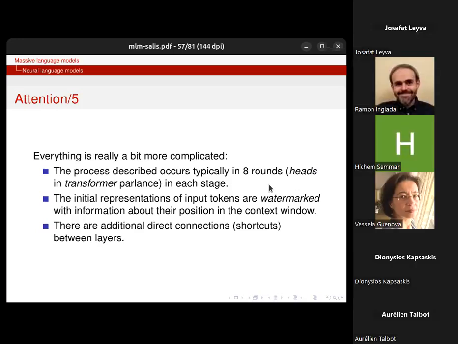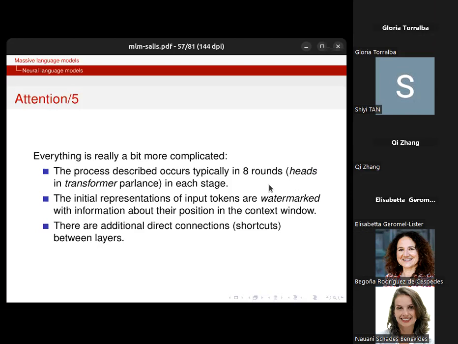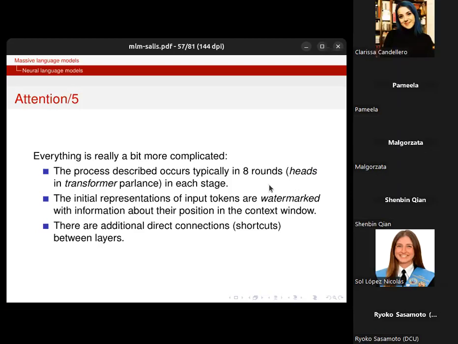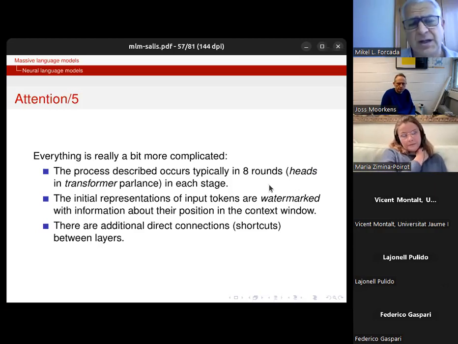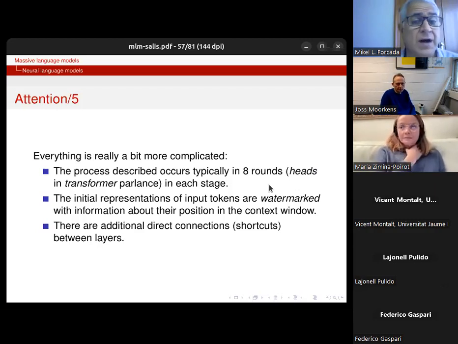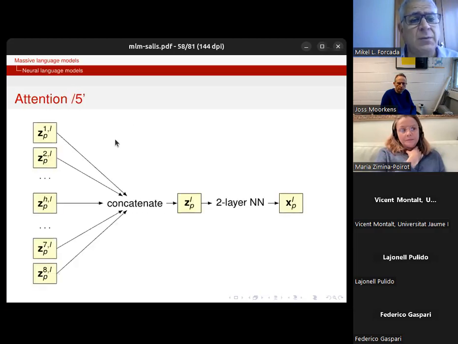also there is a watermark added to the representation so that you know about their position in the context window, so you know where they come from, if they were the 3rd word or the 37th word. And there are also some shortcuts in the networks which were shown in the graphic before. So the architecture is very complex, but this is the idea. This is just to show you that all of these are concatenated to generate the new next representation.